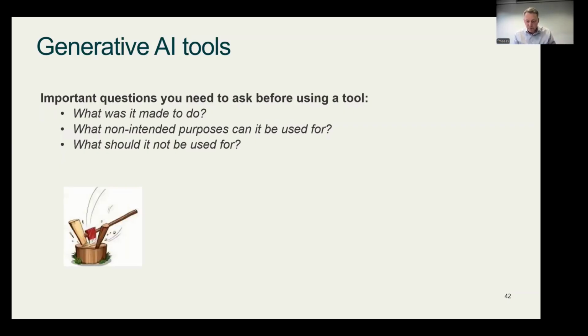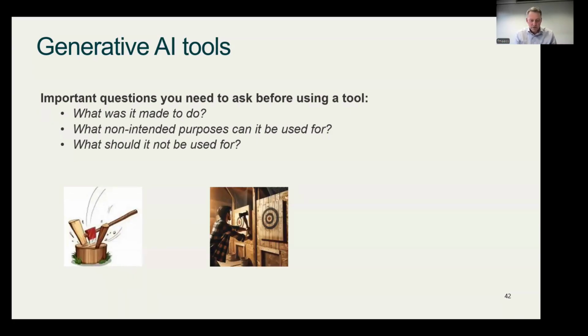Take, for example, an axe. An axe was designed to chop wood and make fire that keeps us warm. We can play around with an axe, but caution needs to be taken that we do not harm ourselves and others.